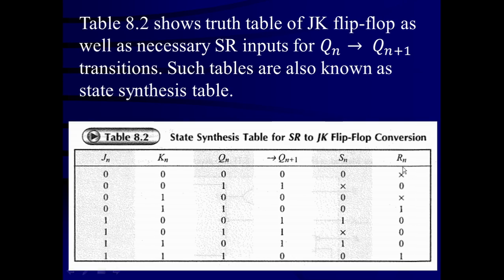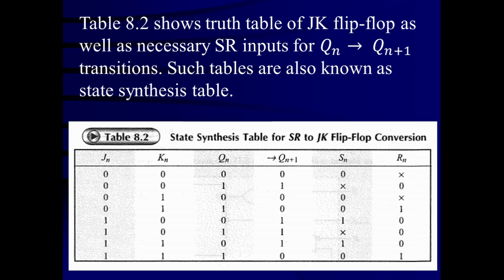So this table is very important. Table 8.2 shows the truth table of the JK flip-flop as well as the necessary SR input for Qn to Qn plus 1 transition. Such tables are also known as a state synthesis table. So what is the state synthesis table? This is one of the questions.